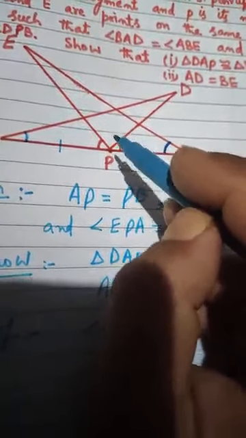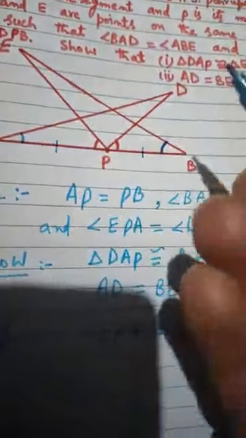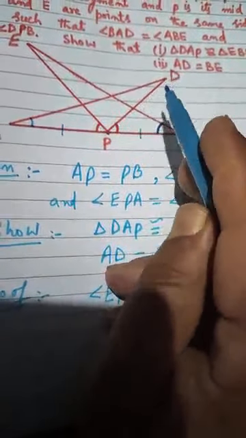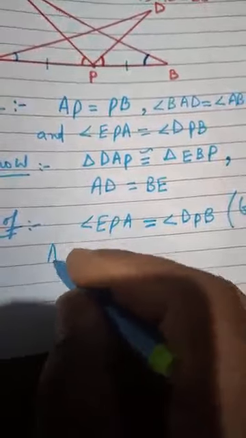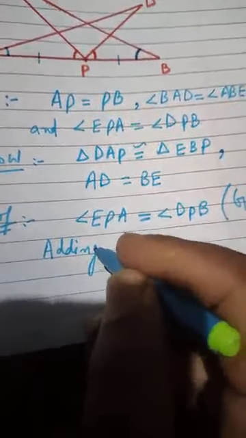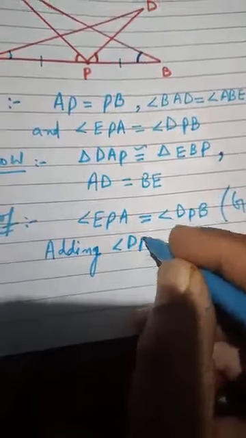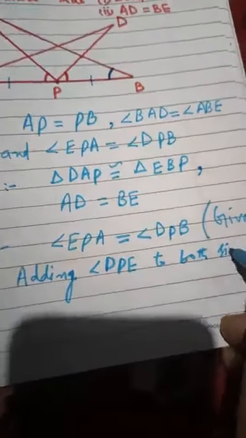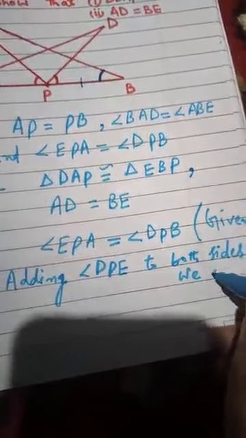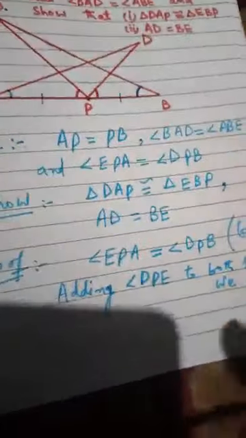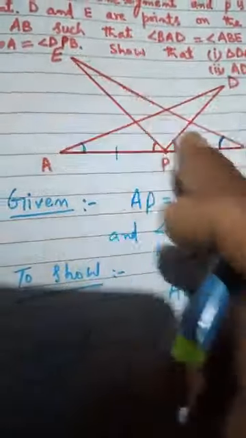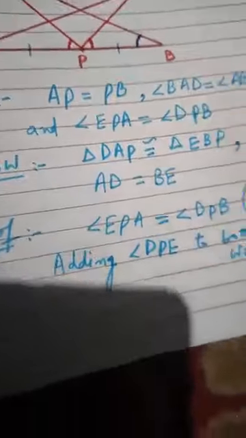Okay, we are going to add this angle DPE to both the angles, that means angle EPA and angle DPB. Adding angle DPE to both sides we get: let us add angle DPE to these two equal angles and see what happens. So let us add them.